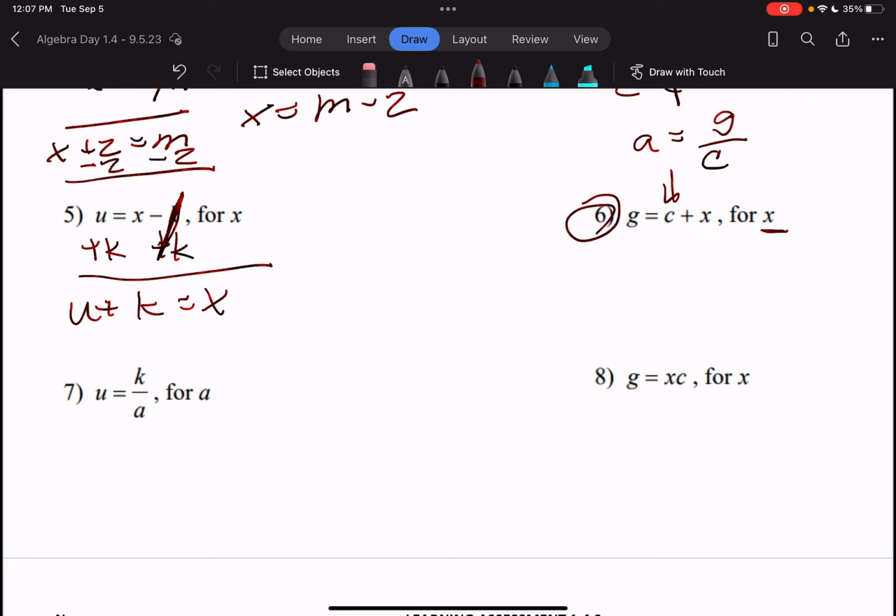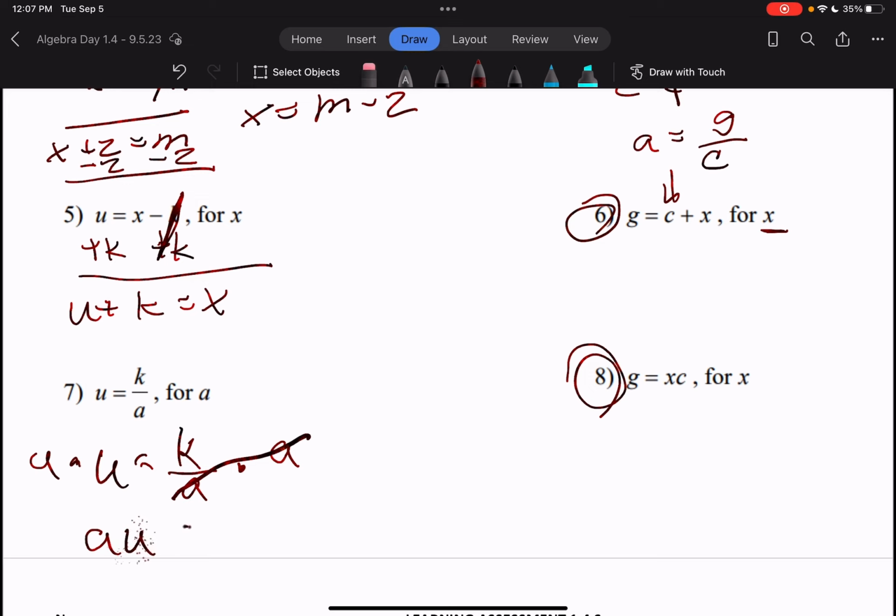All right. 7 I'm going to do, and I'm going to have you do 8 on your own because you can do that. 7 I'm going to do just because it's a little tricky with the a in the denominator. So for this one, I want to solve for a. So I really want to get that a out of the denominator. So I'm going to multiply both sides by a. A divided by a then becomes 1, so that cancels out. And we're left with a times u equals k. Now again, I'm solving for a, so I need to continue along. Let's divide both sides now by u, and we get a equals k over u.